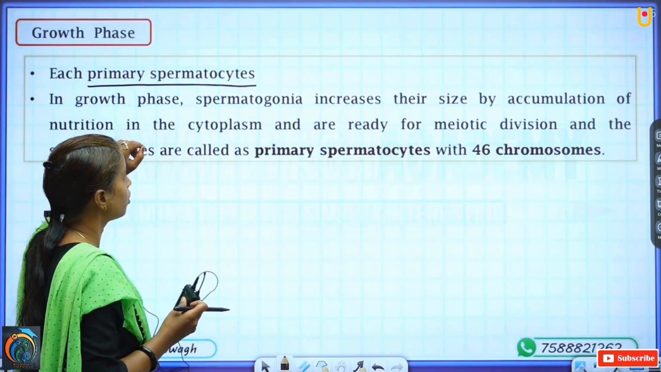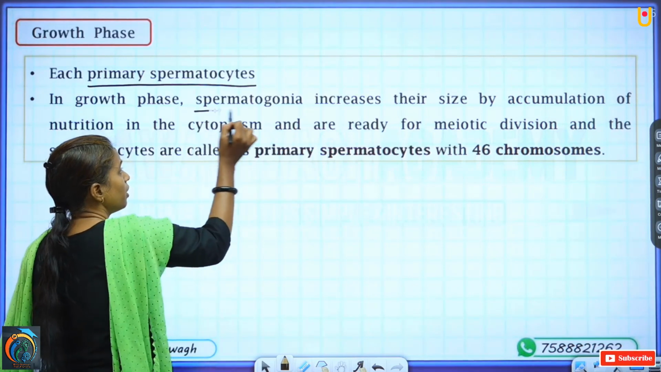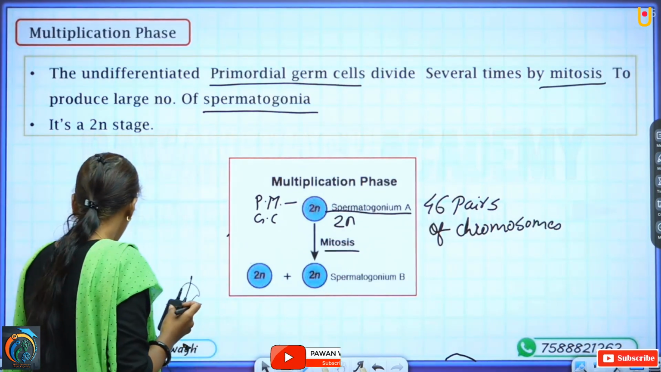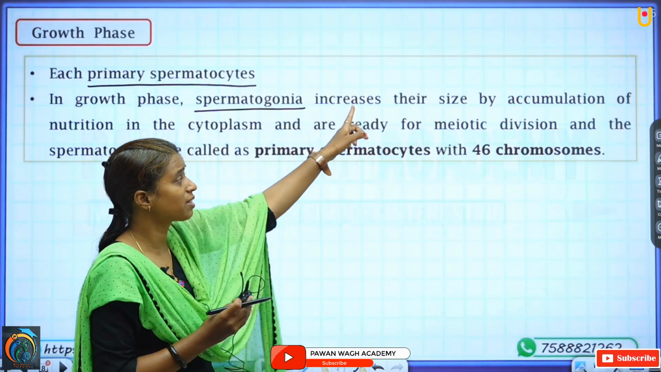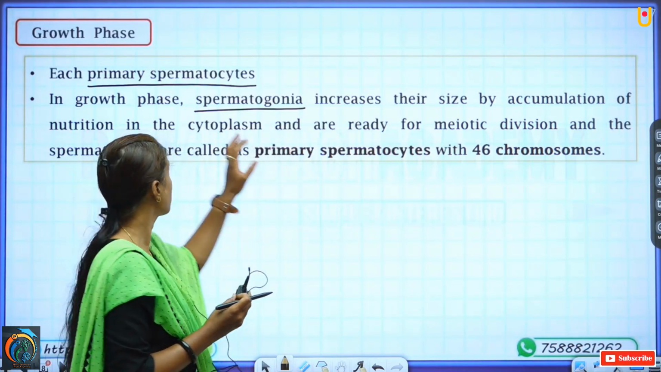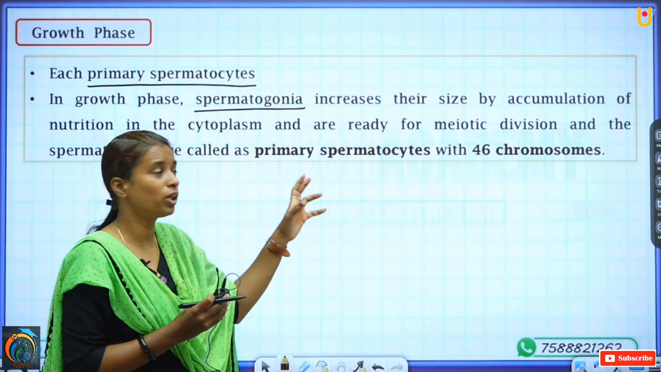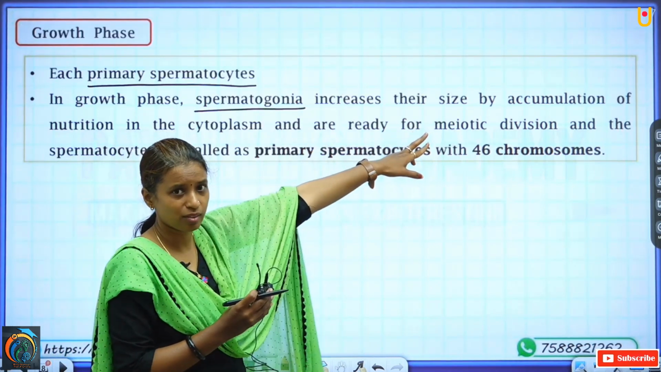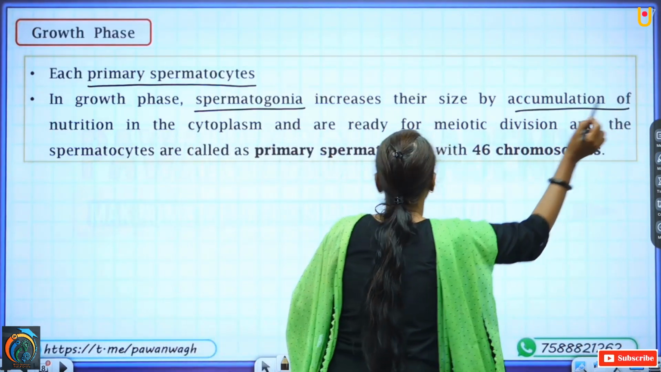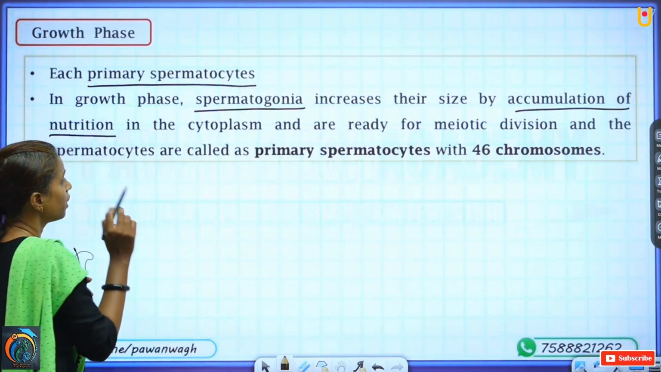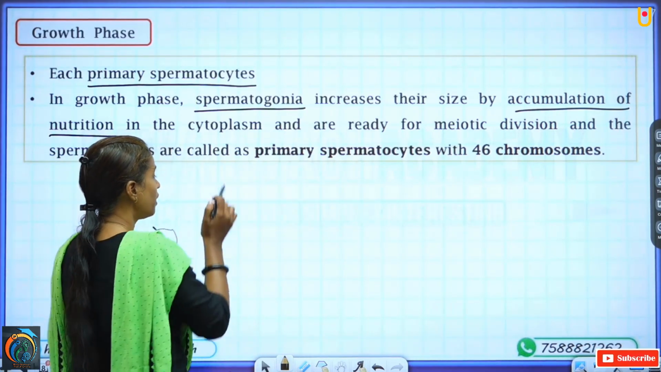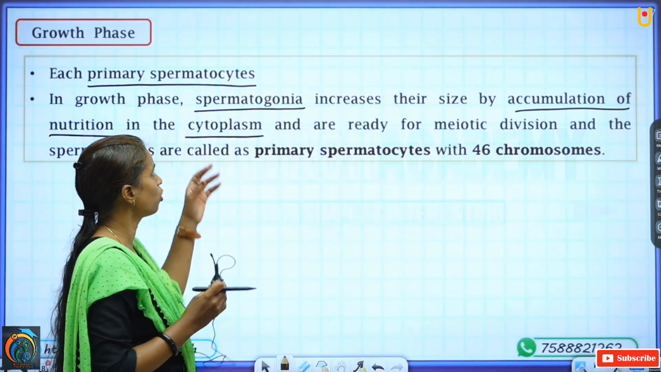And now what happens in the growth phase? The spermatogonium, which we have seen, now increases in size. Here multiplication or division is not taking place, just the growth is going on. They are just growing, increasing in their size. Now how are they increasing in size? Because of accumulation of nutrients. And where are those nutrients getting accumulated? Those nutrients are getting accumulated in the cytoplasm of that cell.